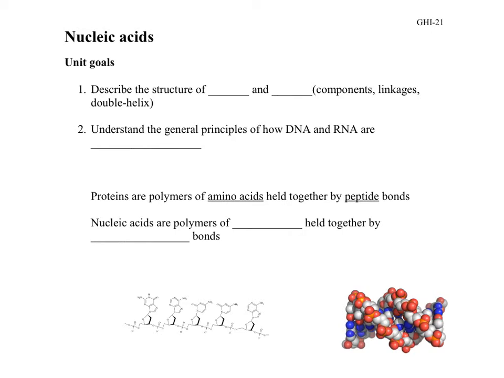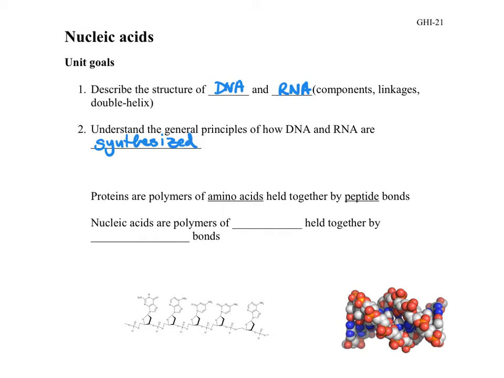And in biochemistry, we're always interested in structure and function. So our first unit goal is to describe the structure of DNA and its close relative RNA. And note, we say we're talking about components, linkages, and that's a great connection to what we just did with sugars and fats, where we also talked about components and linkages. The second goal is to understand how DNA and RNA are synthesized, or replicated, we sometimes say.